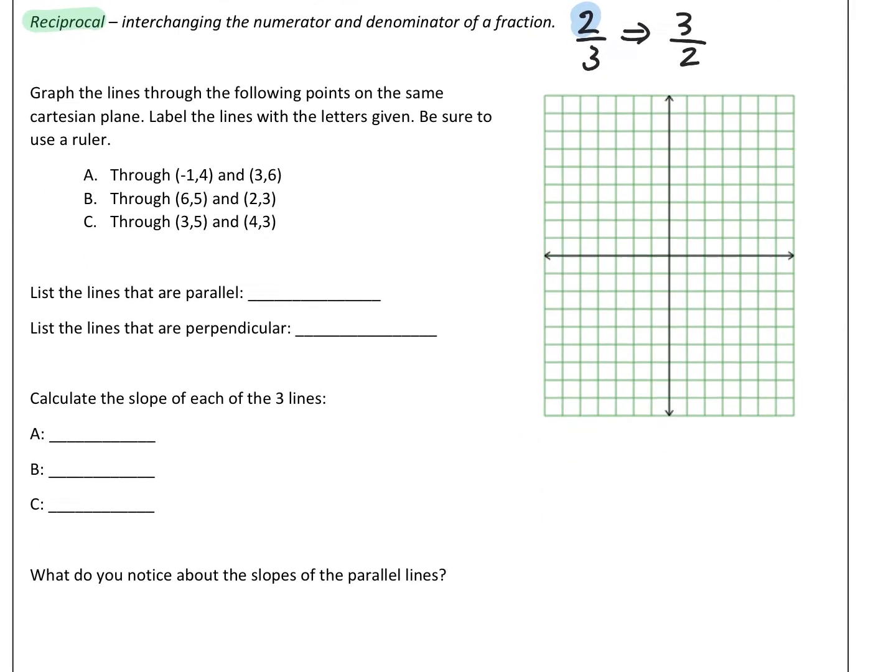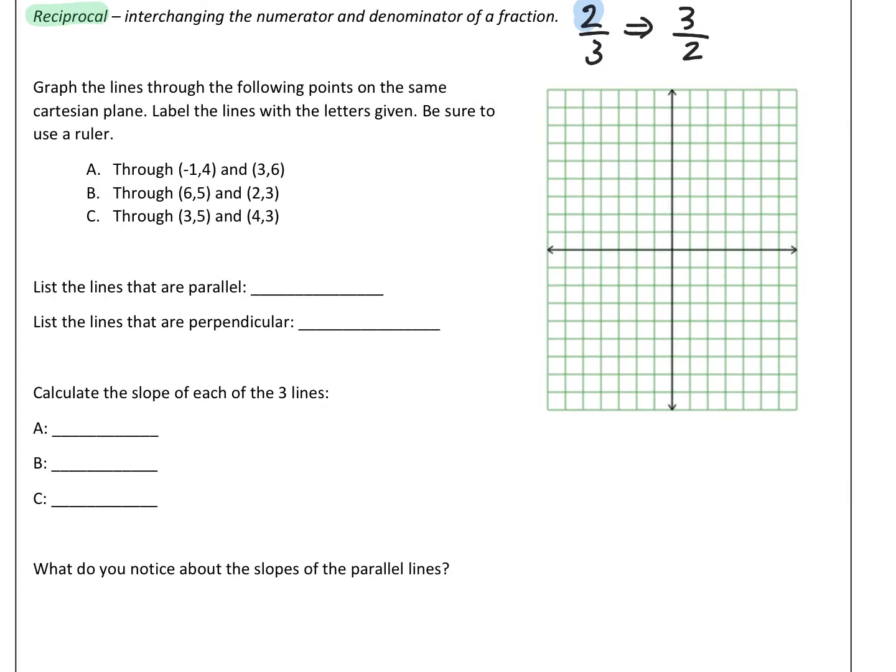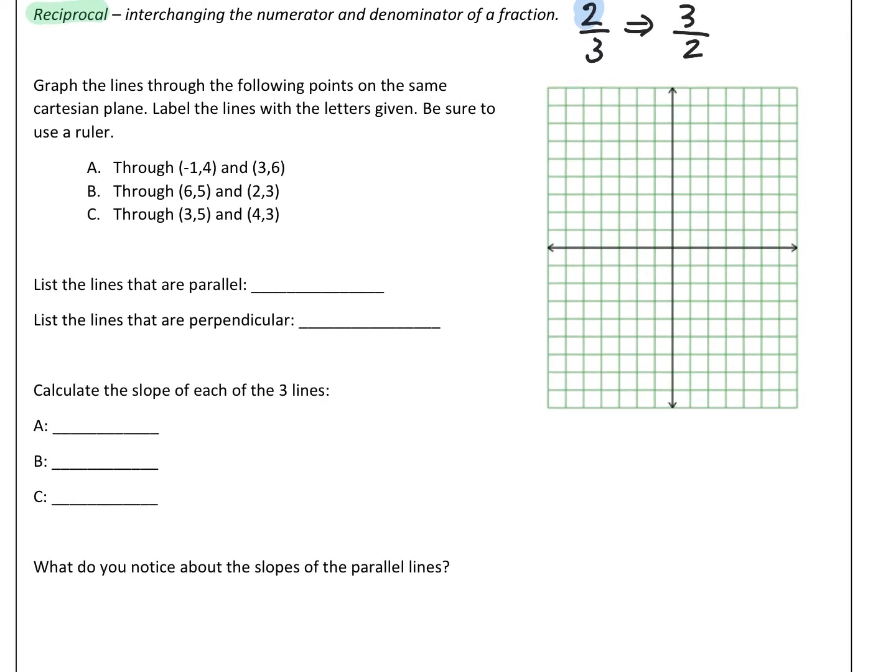So I want to graph the lines on the same Cartesian plane. So on the graph paper here, I'm going to graph line A, B, and C. So line A goes through -1 and 4, and the point 3 and 6. Okay, and then we can get our ruler out and draw that line through those points.